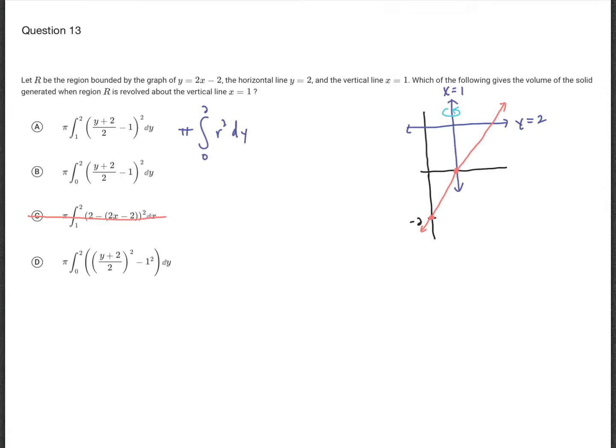Okay, so now this is the radius of one of these cross sections. So we just have to get this distance in terms of this function. First off, we need to get this function in terms of x. So just add 2 and divide by 2. So this line in terms of x is x equals, I'm going to write it as a half y minus 1.